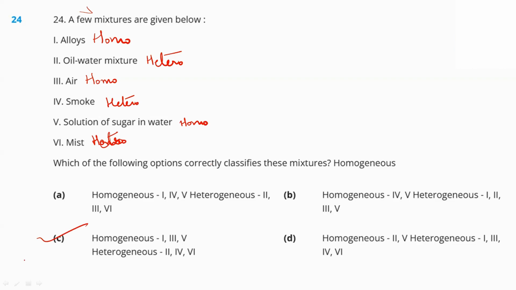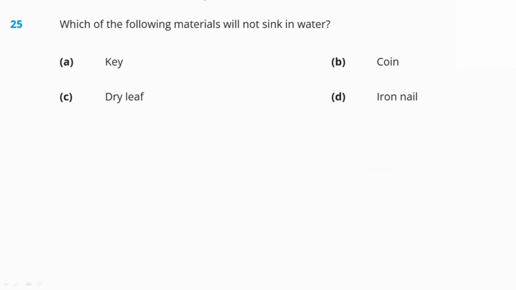Okay, next question. Which of the following materials will not sink in water? So of course it is the dry leaf which will not sink in water. Rest of the others will definitely sink in water.